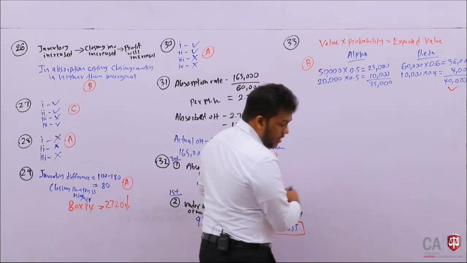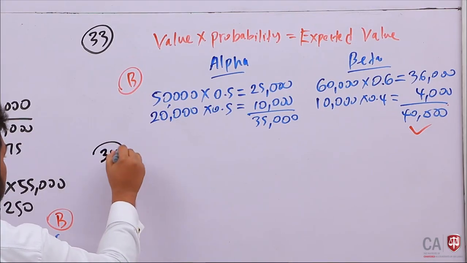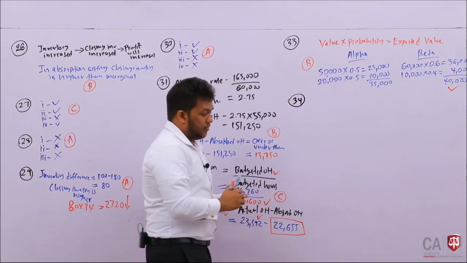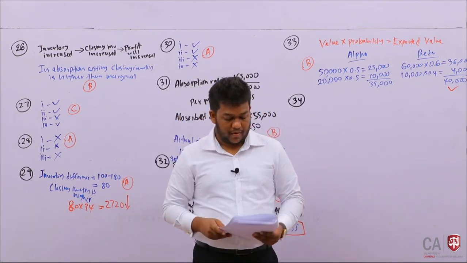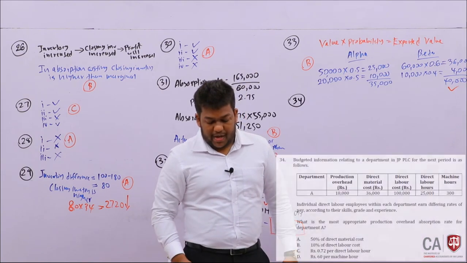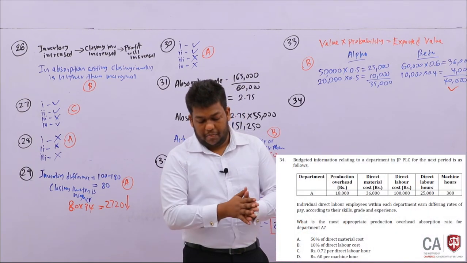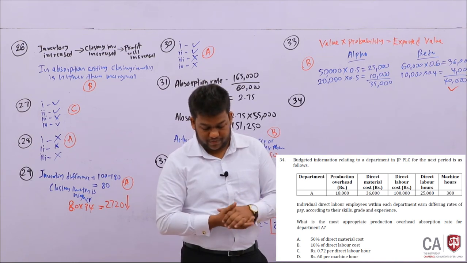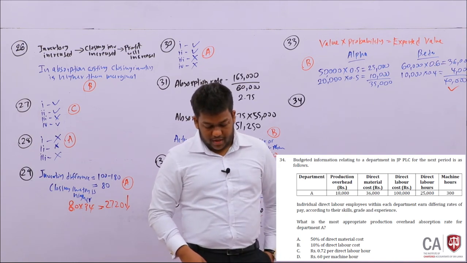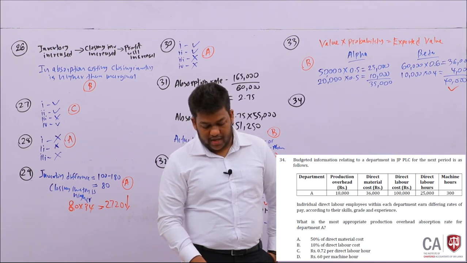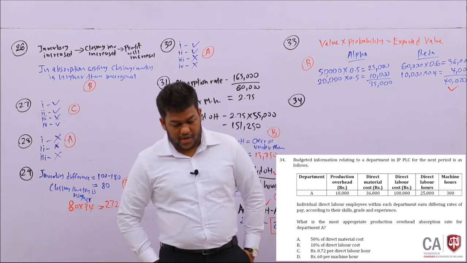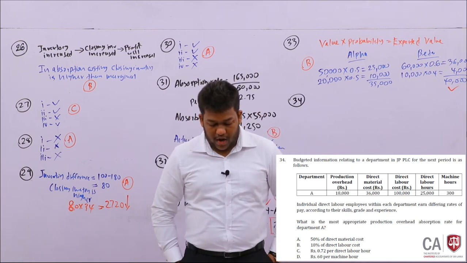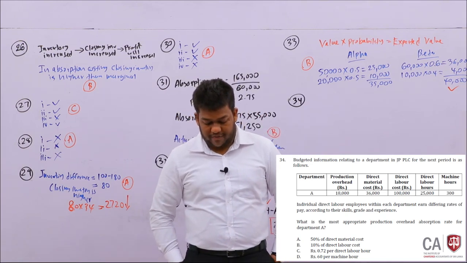Answer B. Then 34. Budgeted information relating to a department in JP PLC for the next period is as follows. Department A given, production overhead, direct material, direct labor, all are given. Individual direct labor employees within each department can differ in rates of pay according to their skills, grade and experience. What is the most appropriate production overhead absorption rate for the department?